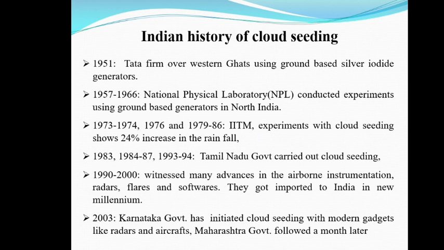In the years 1983, 1984 to 87, and 1993 to 94, the Tamil Nadu government carried out cloud seeding. The years 1990 to 2000 witnessed many advances in airborne instrumentation, radars, flares, and software. They got imported to India in the new millennium. In the year 2003, the Karnataka government initiated cloud seeding with modern gadgets like radars and aircraft. The Maharashtra government followed a month later.